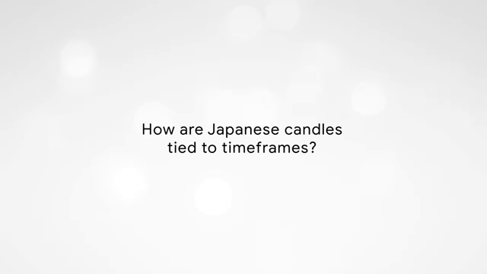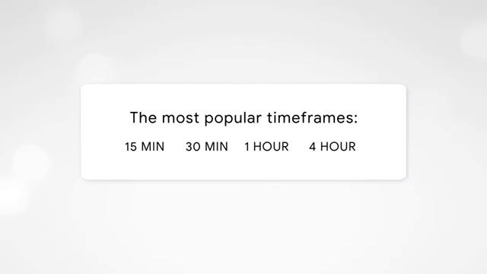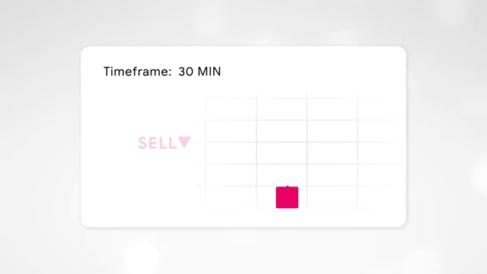How are Japanese candles tied to time frames? Candles are formed during a certain period of time. For convenience, take a half-hour time frame. At a half-hourly time frame, the candle displays all transactions completed during this period. After the end of the half hour, the next candle will begin to form.